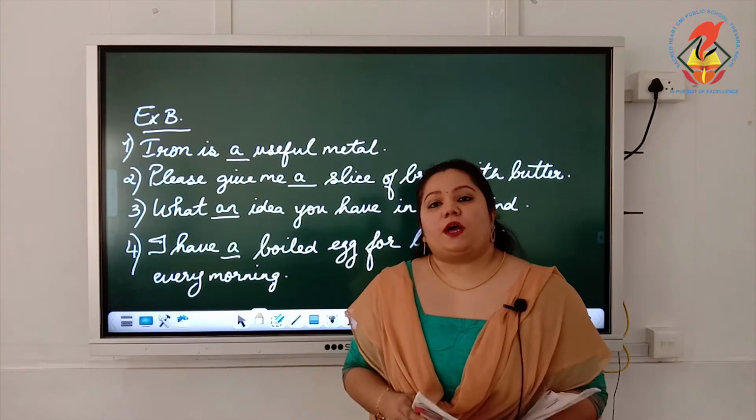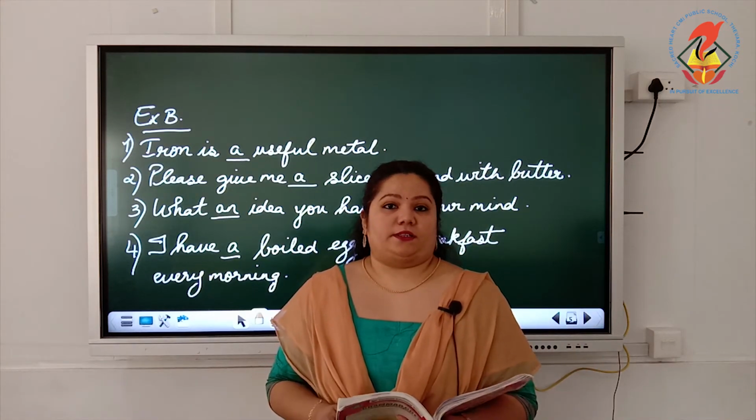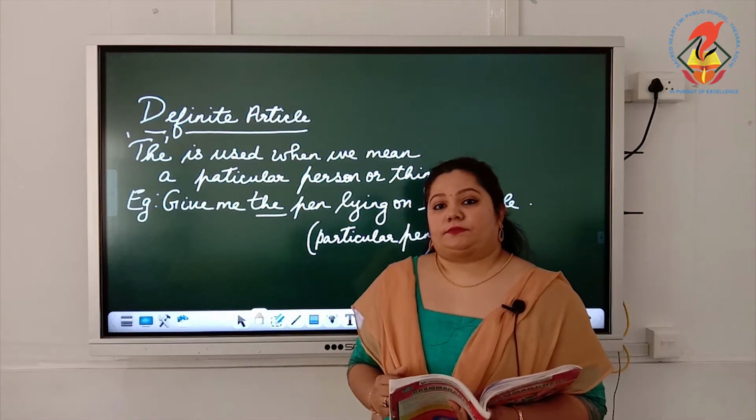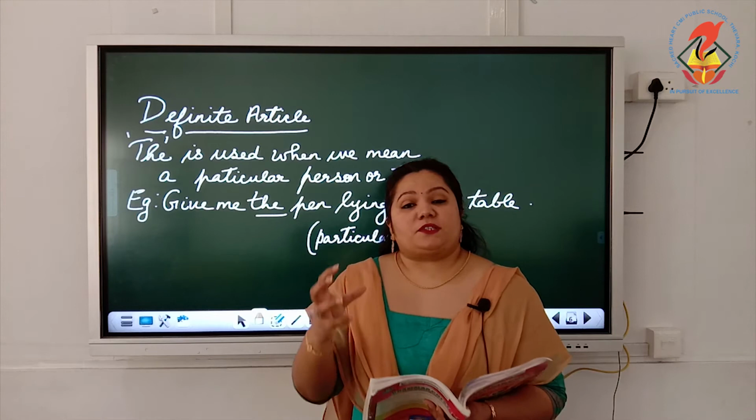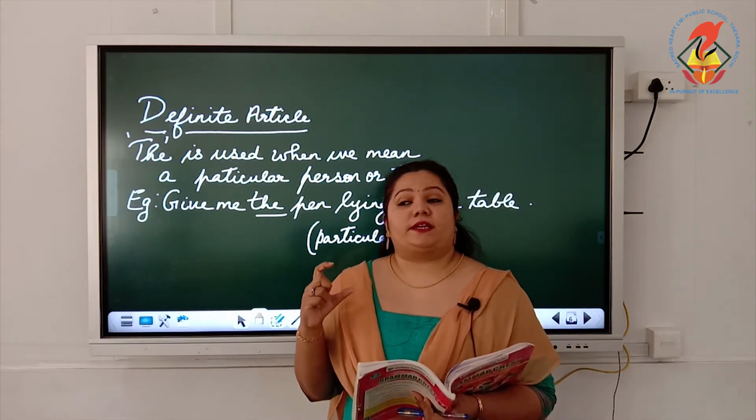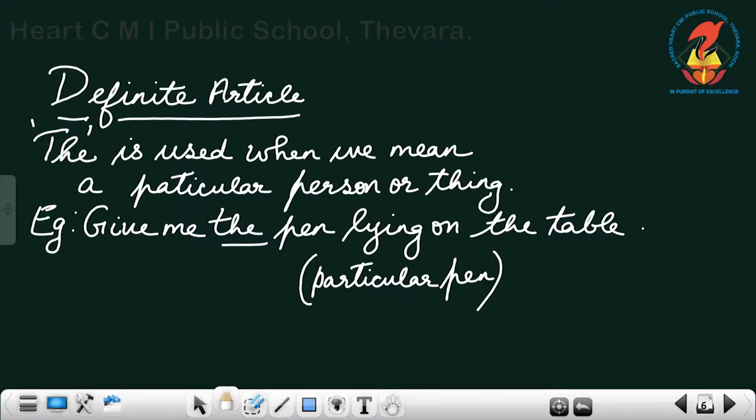Alright, now let us learn about the definite article, the article the. Now when do we use article the? Yes, we use it to specify a particular person or a thing. That is why we say that it is a definite article. So here the is used when we mean a particular person or a thing.